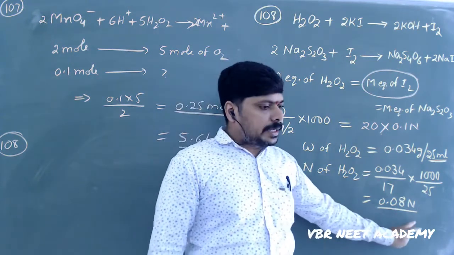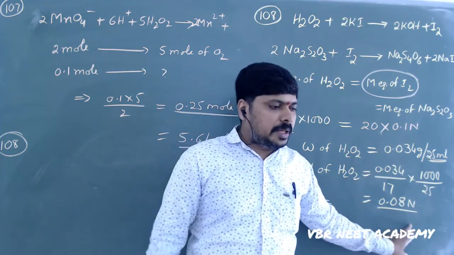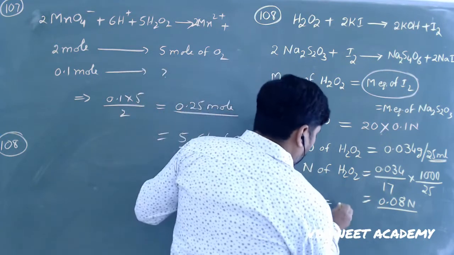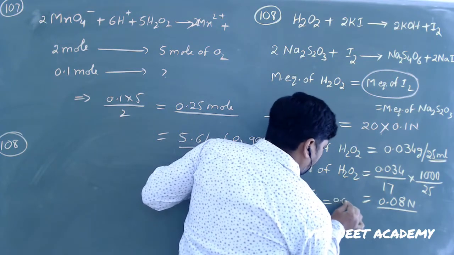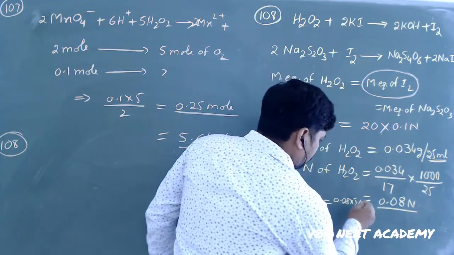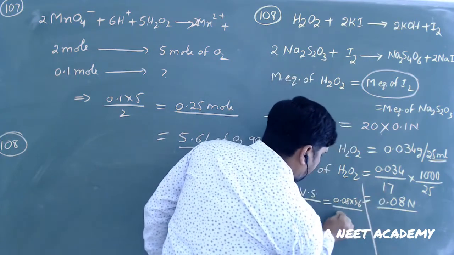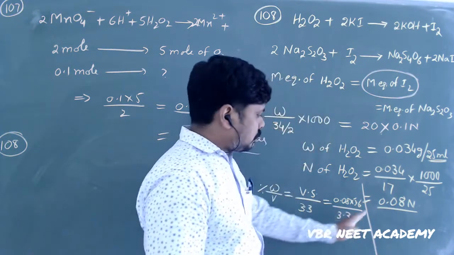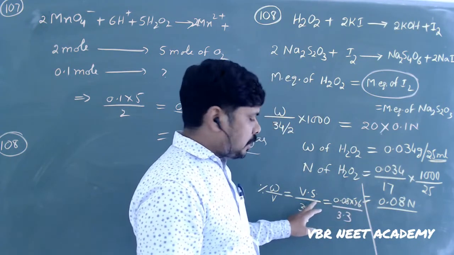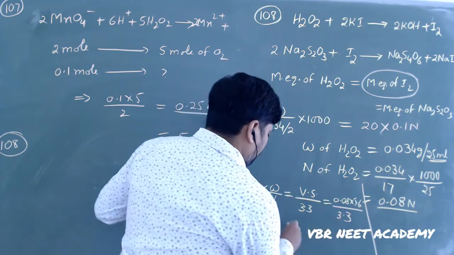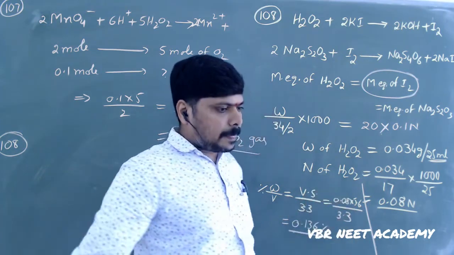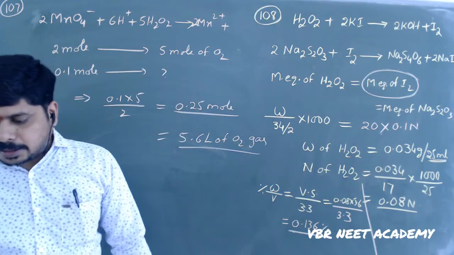So for 0.08 normal, the volume strength is 5.6 into 0.08, which is equal to 0.448, divided by 3.3. 0.08 into 5.6 is nothing but the volume strength when the normality is given, divided by 3.3. If you do this, you are going to get 0.136 percentage. That's what we have.